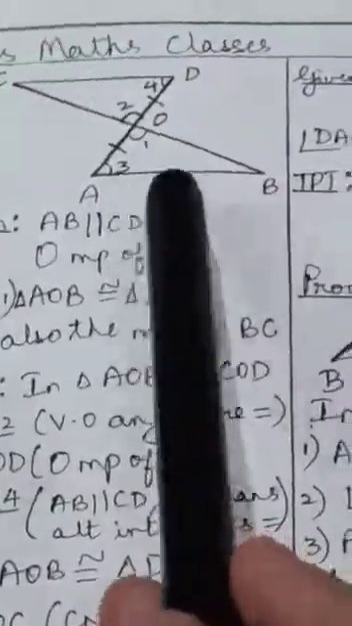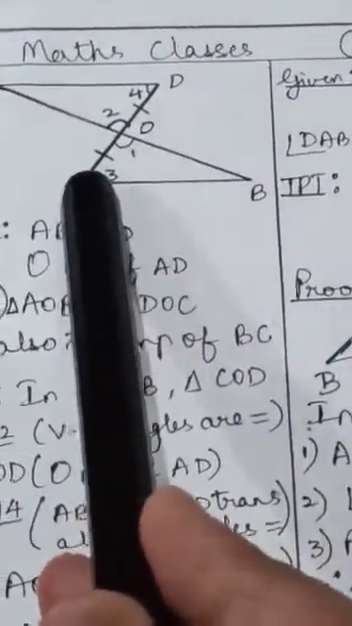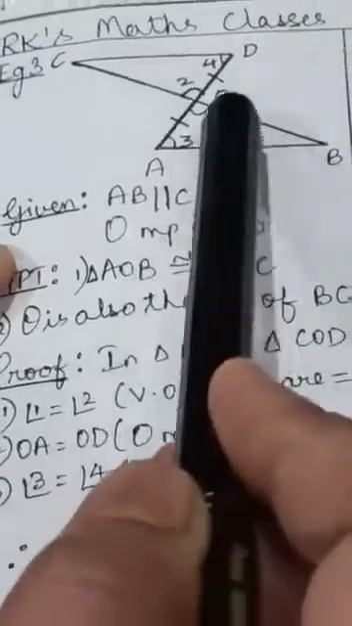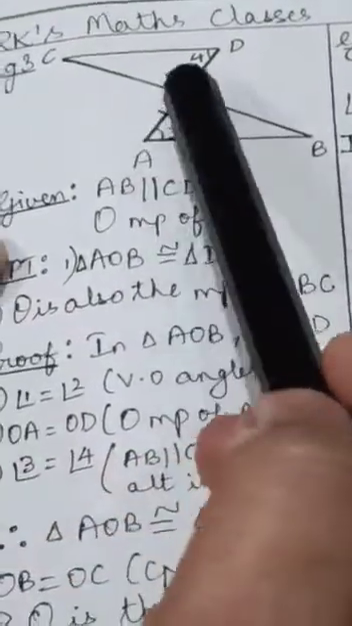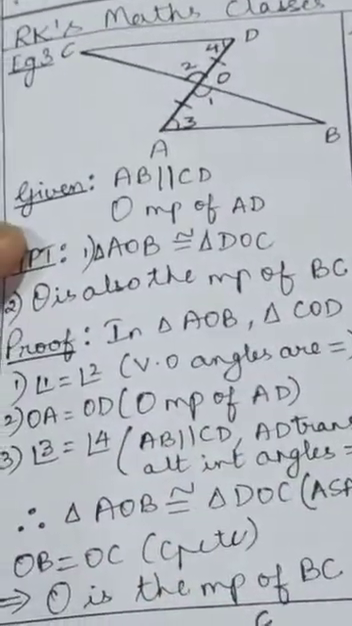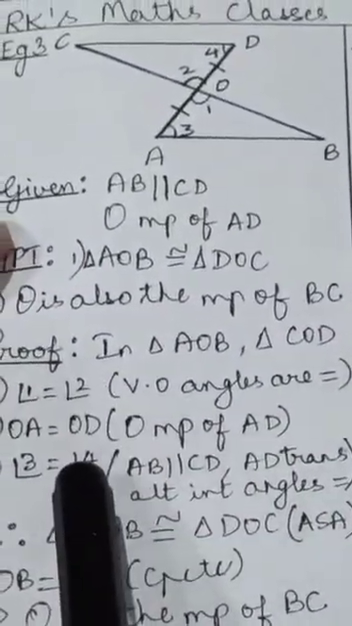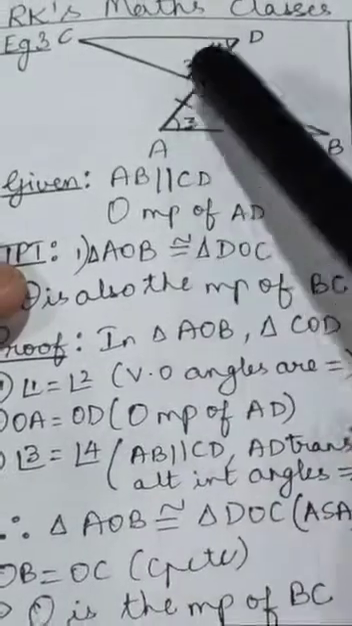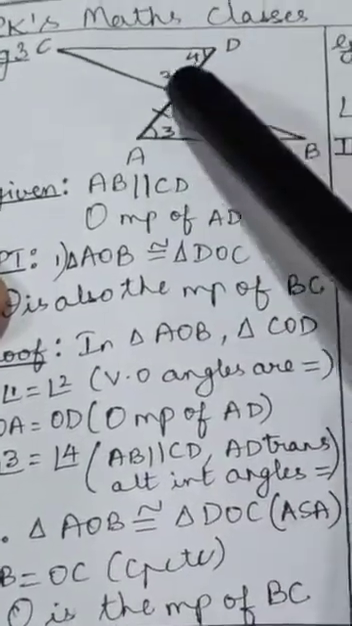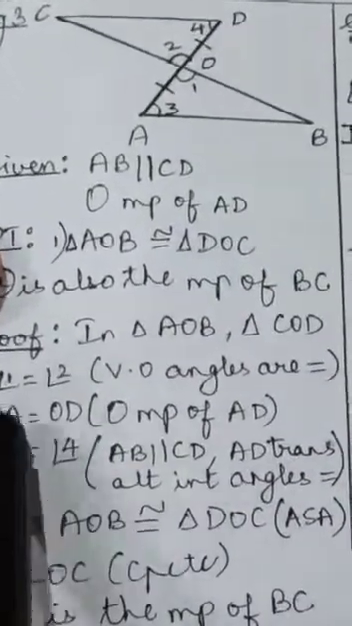See here, the side included. Angle 1 and angle 3 are the angles mentioned in the first triangle. The included side is OA. And in the second triangle, we have mentioned angle 2 and angle 4. Which is the included side? OD is the included side. And that's the information we have here.